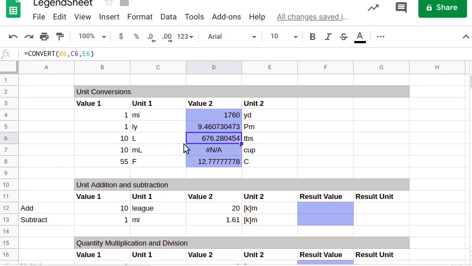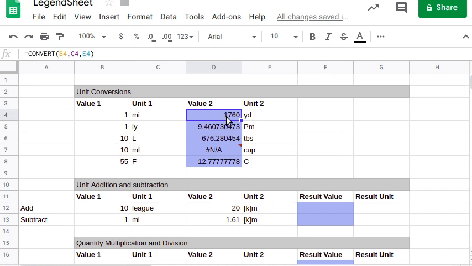4 out of 5. That's not bad. Didn't quite get milliliters to cups. That's unfortunate because that should be a valid unit conversion, correct? So yeah, anyway, it does provide some functionality.